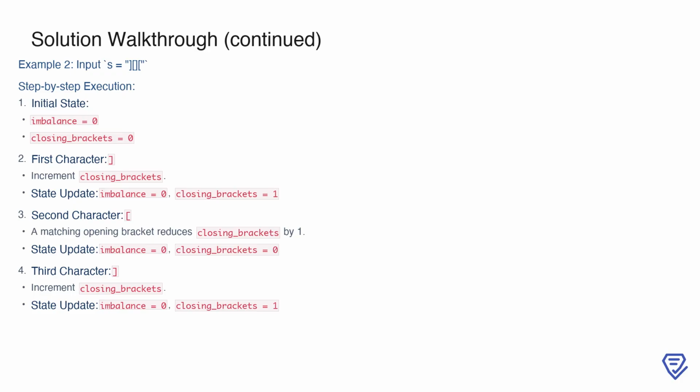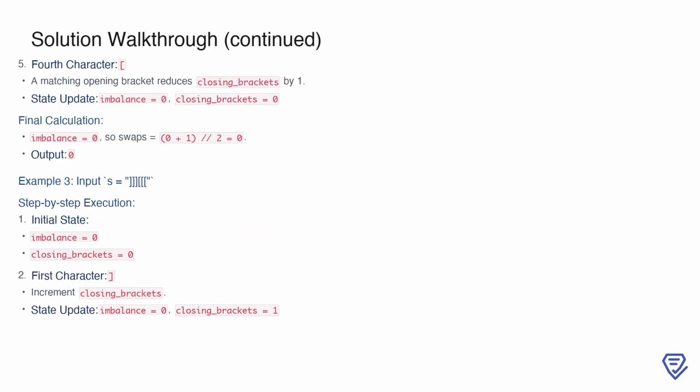For the second character, an opening bracket, it matches with the closing bracket, so we decrement closing_brackets by 1. The updated state becomes imbalance equals 0 and closing_brackets equals 0. The third character is another closing bracket, so we increment closing_brackets again. Now, the state is imbalance equals 0 and closing_brackets equals 1.